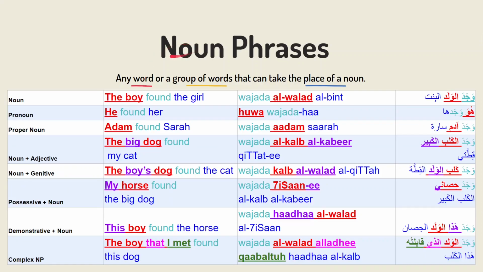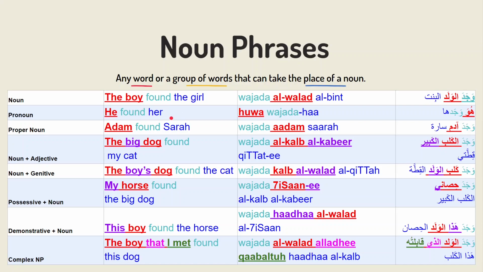And then we can mix and match more, since we can have a sentence where the first noun phrase found the second noun phrase. So in this case, something like the boy found the girl. وجد الولد البنت. Notice that in Arabic we tend to have the verb in the beginning. So in this case, the first noun phrase is الولد, the second is البنت. So the boy found the girl. وجد الولد البنت.